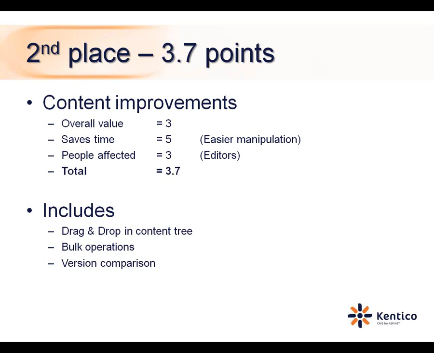Let's go to my second and silver place. My silver place are the content improvements. I didn't want to just select each of them separately and rate them, because the content section in itself has a great value for editors. So basically I took all the minor changes in the content section and named them content improvements and rated them separately. They are a great time saver just because of their nature.